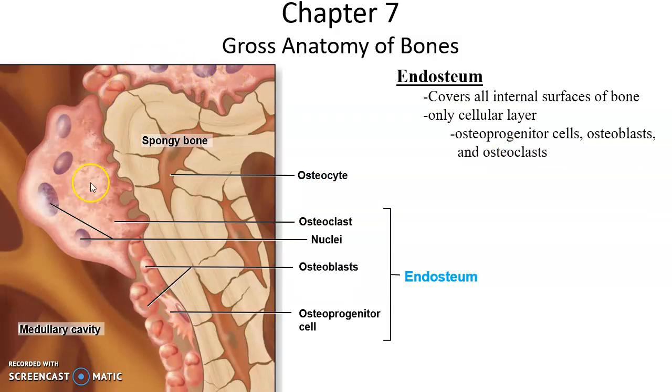Endosteum is found on the inside, lining all the bone tissue. It is only composed of the cellular layer. So it has the osteoprogenitor cells, osteoblasts, and osteoclasts.